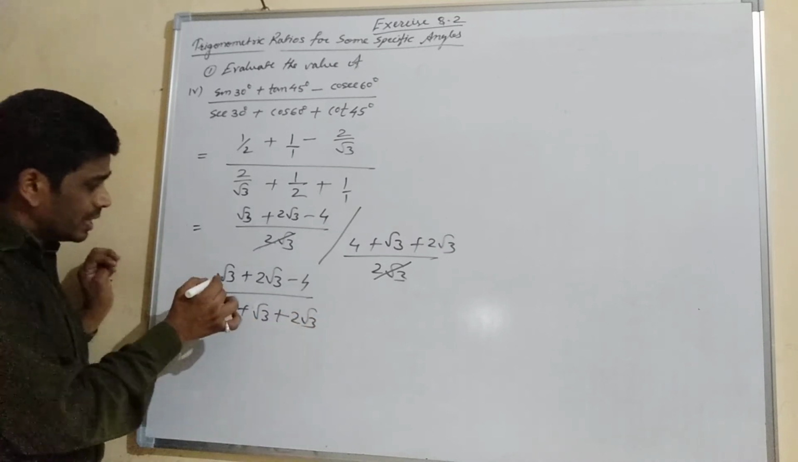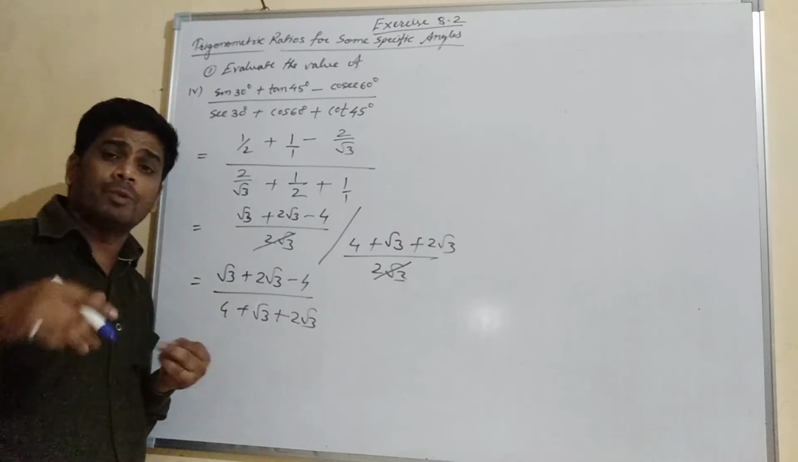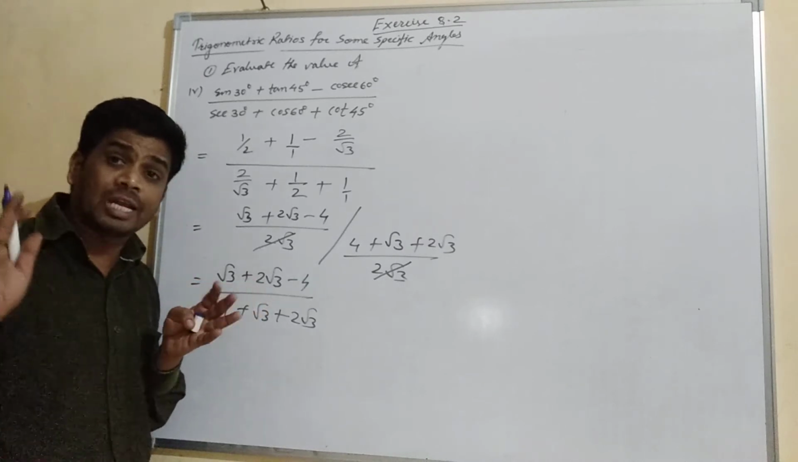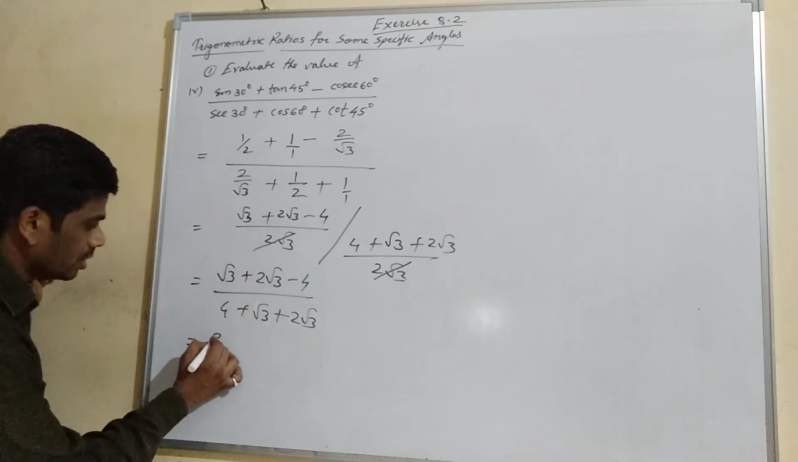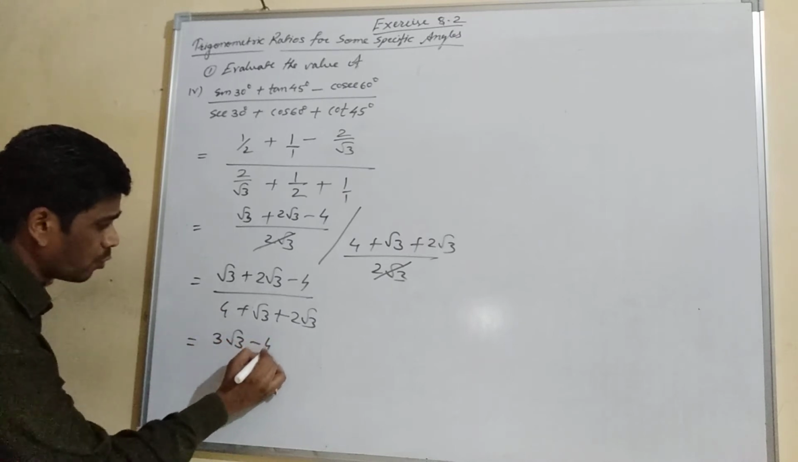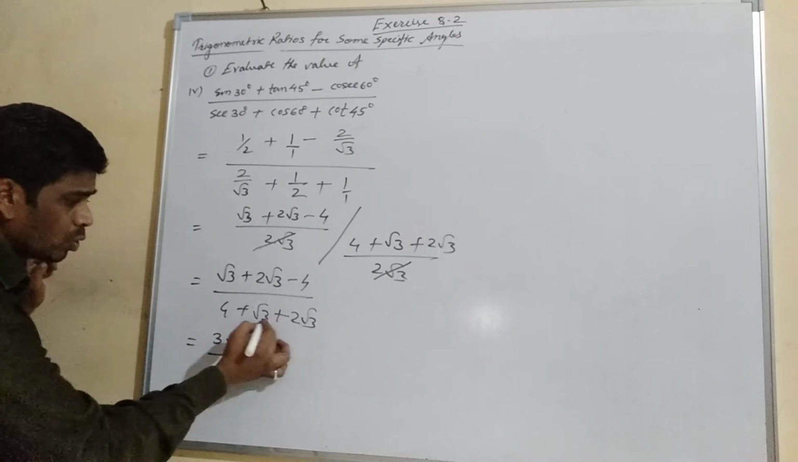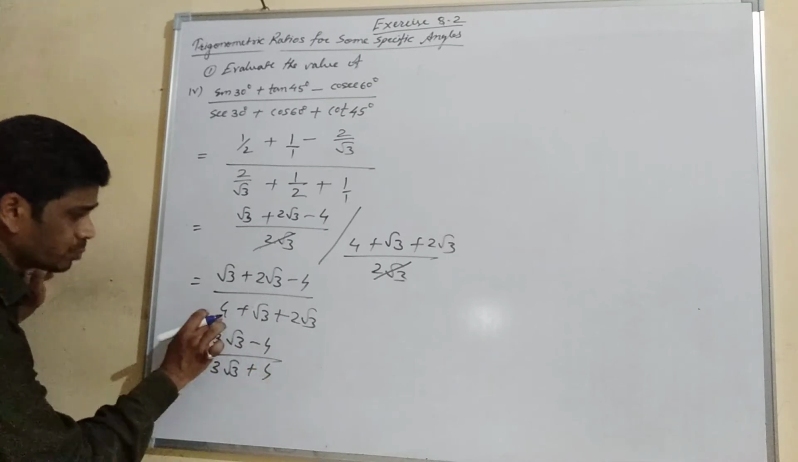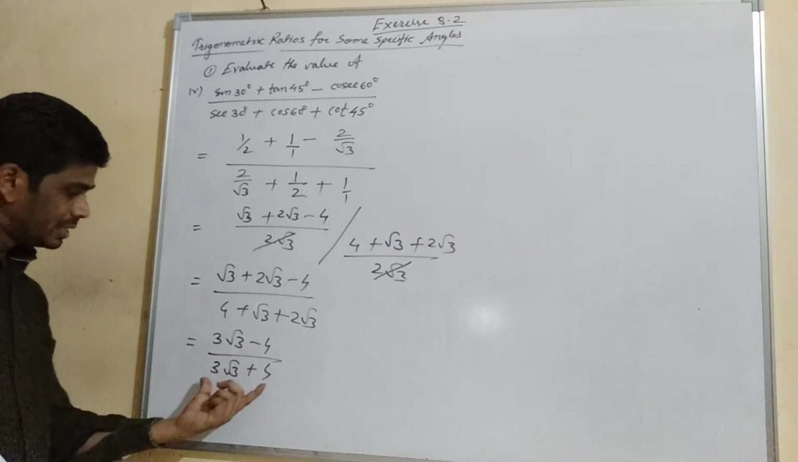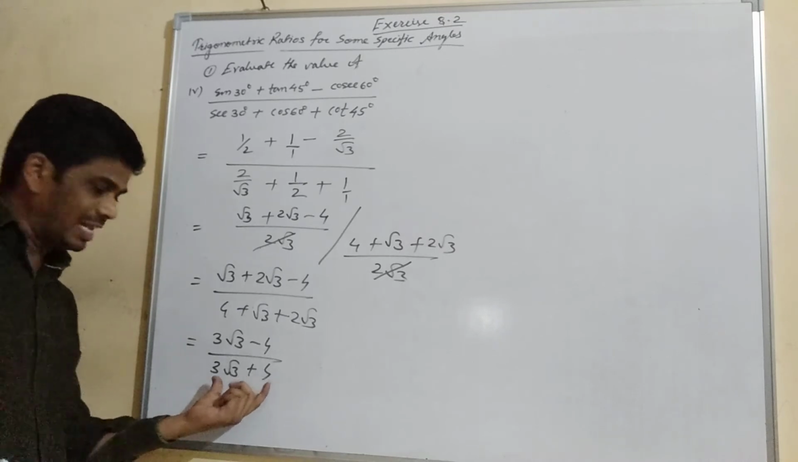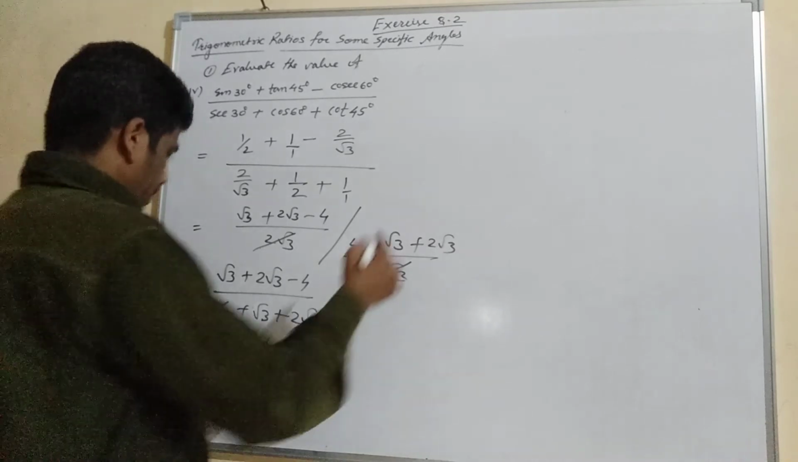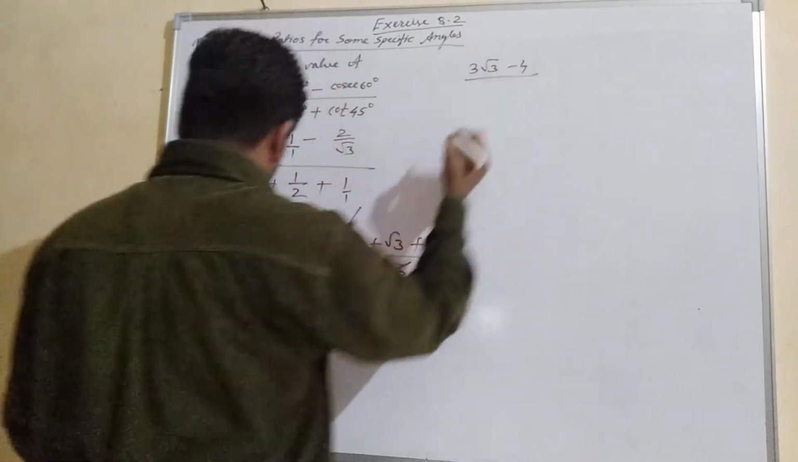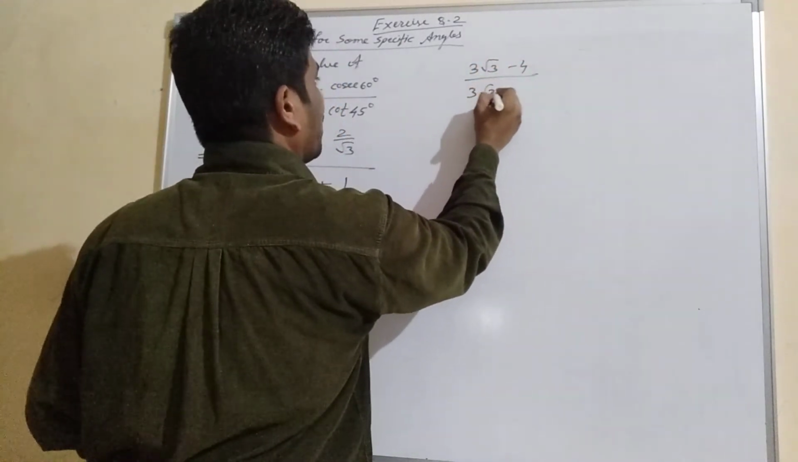Now you know that this 1 pair plus 2 pair, it will be 3 pair. Similarly 1 root 3 plus 2 root 3, it will be 3 times root 3. So you can write 3 times root 3 minus 4 upon, here also 2 plus 1, it will be 3 times root 3 plus 4. This is positive plus 4. Now you can rationalize this. We can rationalize. So it will be 3 root 3 minus 4 upon 3 root 3 plus 4.